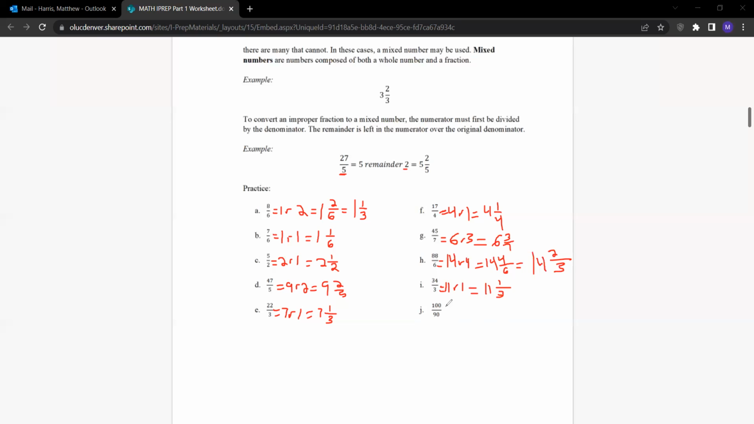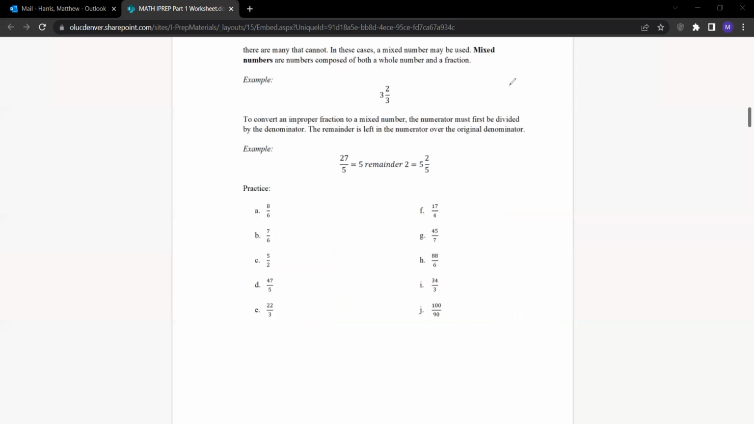All right, next we have 100/90. So how many times does 90 go into 100? Just the one time. So 1 remainder 10 is going to equal 1 and 10/90. Again, we can reduce to 1 and 1/9. So that is that. Let's move on to the next section.